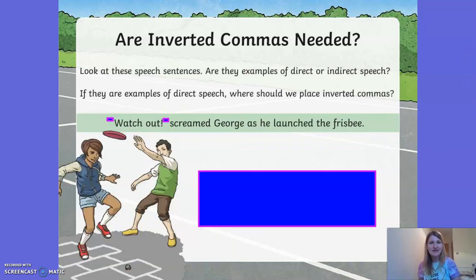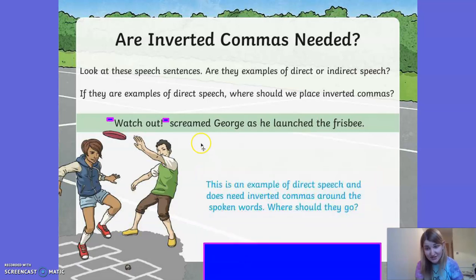What about this one then? So if this is an example of direct speech, by the way, where would you put the commas? Okay, so watch out, screamed George as he launched the frisbee. What do you reckon? Have a little think, get your answer ready. Now, obviously, there's a little bit of a clue here in that I had to block them out. But if you put that this was direct speech, then you would be correct because watch out is exactly what George is saying. Watch out, screamed George as he launched the frisbee. Yeah, we're saying exactly what he said.